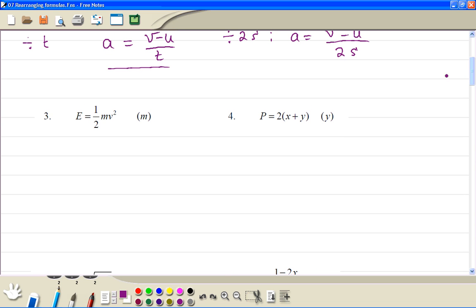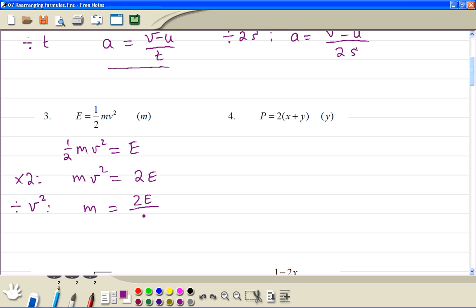Number 3, so we have half m v squared equal to e. First we times both sides by 2, so we have m v squared is equal to 2e. Now we divide both sides by v squared, so we get m is equal to 2e divided by v squared.